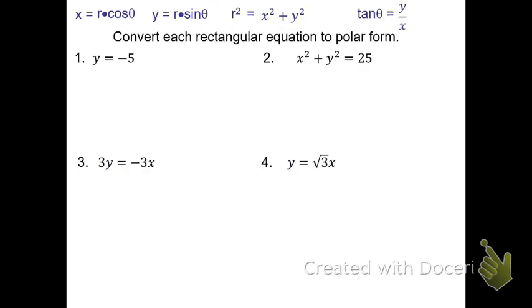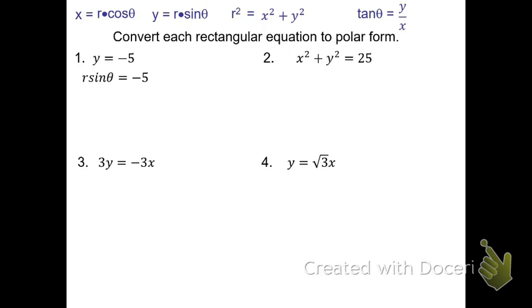I've got those four definitions above, and we're going to convert these four examples that are in rectangular form to polar form. To begin with, the rectangular equation y equals -5 would be a horizontal line that is 5 units below the x-axis. Let's see what it looks like in polar form. From our definitions above, I see that y can replace r sine theta. So instead of y, let's substitute r sine theta.